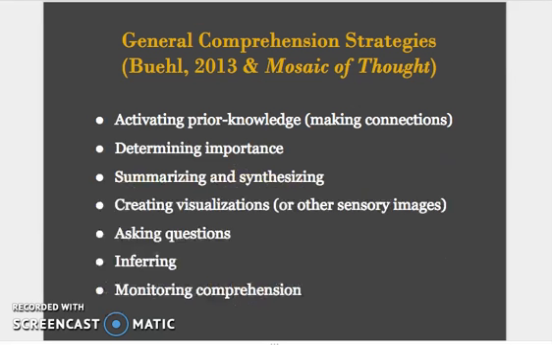Now, when thinking about content area literacy, oftentimes it talks about general comprehension strategies. These are some of the general comprehension strategies that are often associated with content area literacy, and many of these may look familiar. In fact, one of our readings for this week, the Buell reading, actually talks about each of these general comprehension strategies. So these are very much associated with content area reading. However, they can also be used as stepping stones for more discipline-specific ways of thinking.